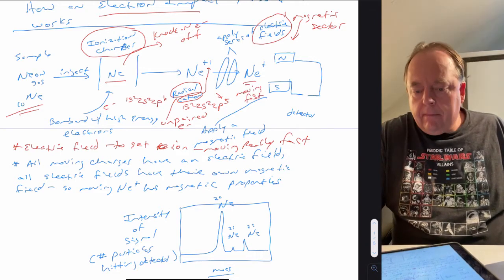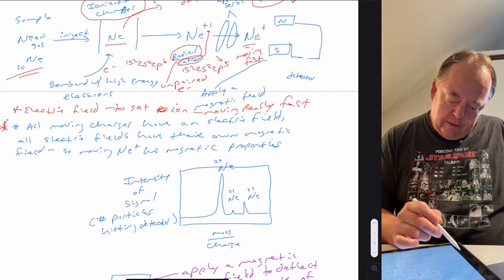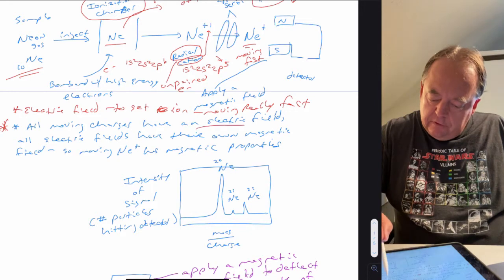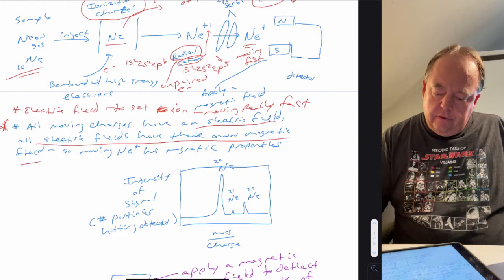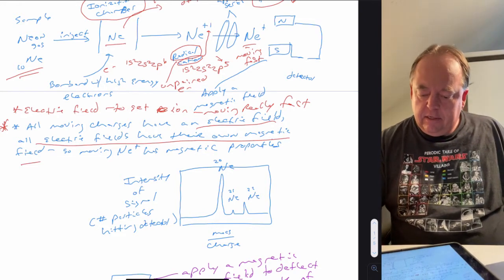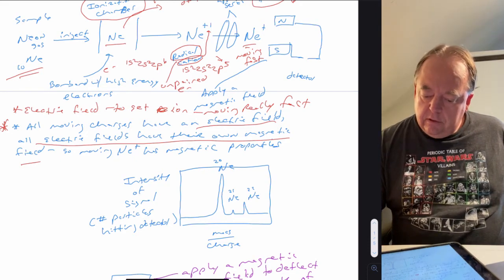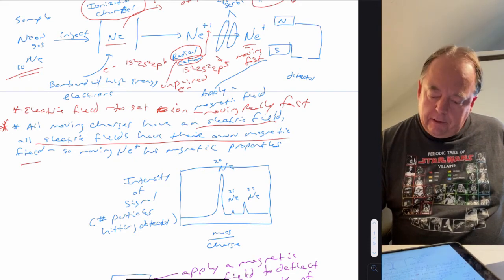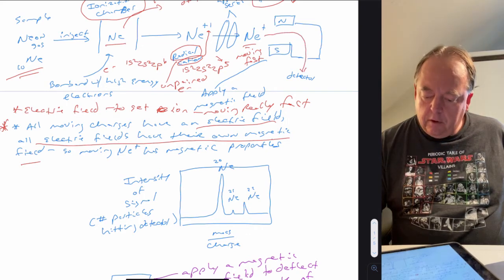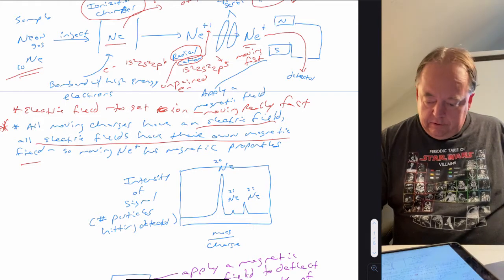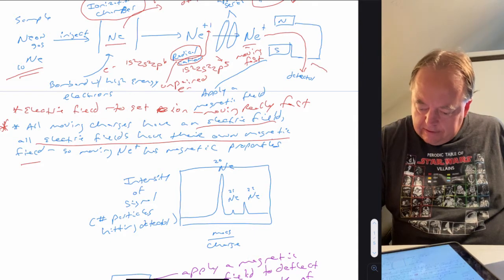And then we're going to put it through a magnetic field. One point to recognize here is that all moving charges have an electric field, and all electric fields have their own magnetic field. So this moving neon cation is basically like a tiny magnet. It has its own magnetic field. If you put something with magnetic properties in the presence of another magnet, that will deflect the path of the particle. And so in the instrument, what you have set up is basically a wall with a tiny slit in it.